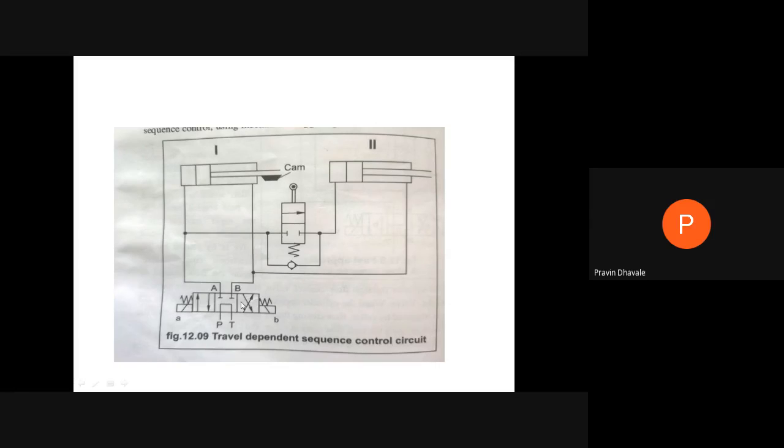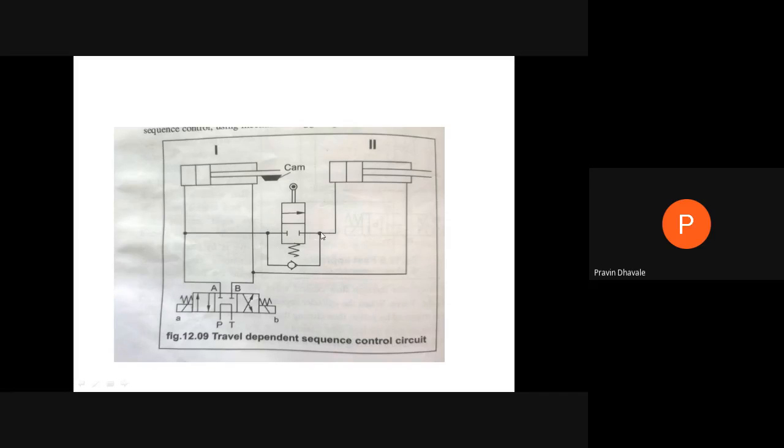Means in case of a travel dependent sequence control circuit, along with the 4/3 direction control valve, you must require to have a 2/2 direction control valve, and it is operated by a cam and roller. This will be the roller and this will be the cam, right? And along with this 2/2 direction control valve, there will be a check valve or non-return valve.